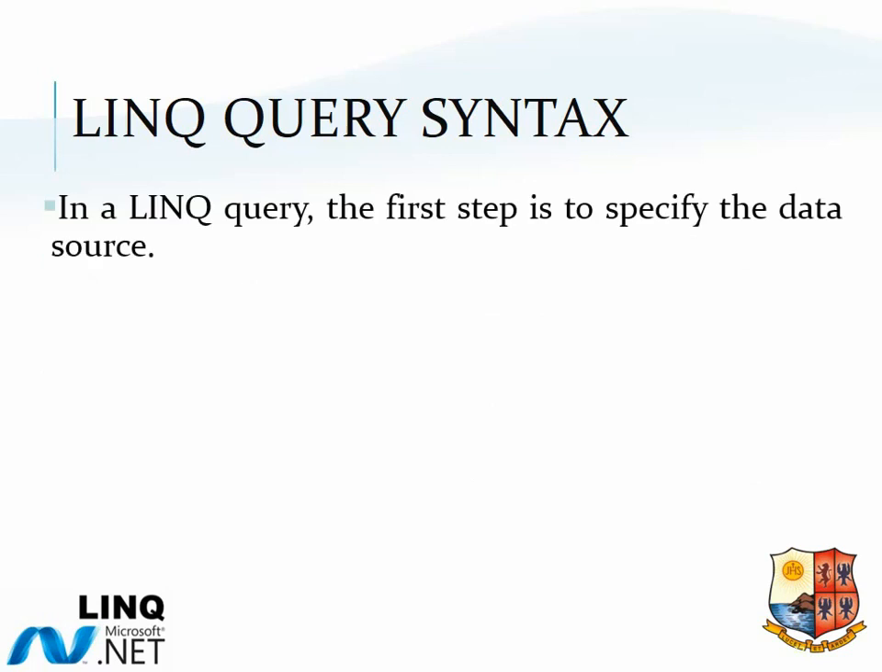In LINQ queries, the first step is to procure or get the source of data, to specify the data source. Just like how I told you in SQL, you don't do that. There you say what you want, then you tell from where you want it. Here, you have to first tell from where you want it. Where is the data source?